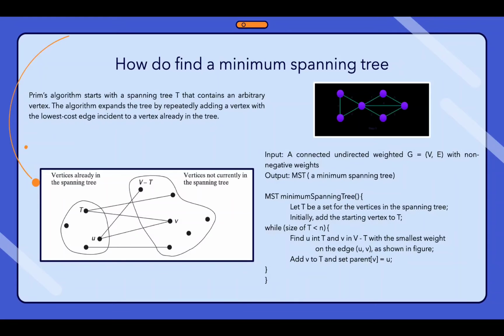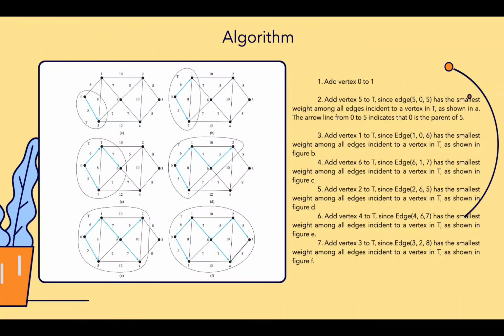Consider the graph in the figure. The algorithm adds the vertices to T in this order. The adjacent vertices with the smallest weight are added successively to T. A minimum spanning tree is not unique. For example, both C and D in the figure are minimum spanning trees for the graph in figure A. However, if the weights are distinct, the graph has a unique minimum spanning tree.